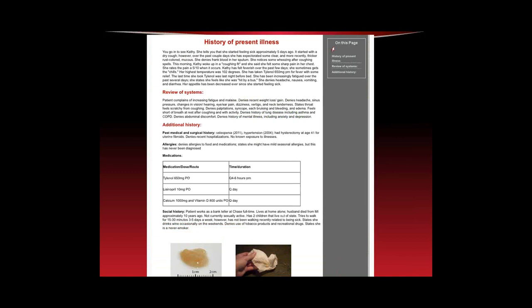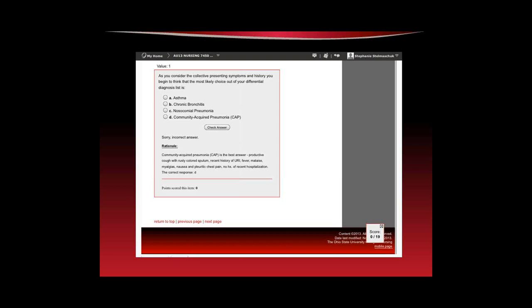So we had her history of present illness here, her actual description of what's going wrong, her medication reconciliation, and then we had, as I mentioned before, pictures of her mucus to help us decide as a clinician, okay, what does this look like? Does this look like anything? Does this mean anything? And then this is one of our quiz questions. The answer is probably pretty obvious. She probably has community-acquired pneumonia because that's what this case study is about.